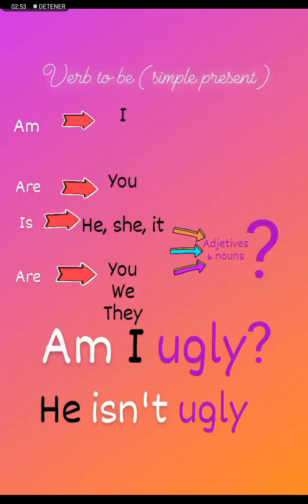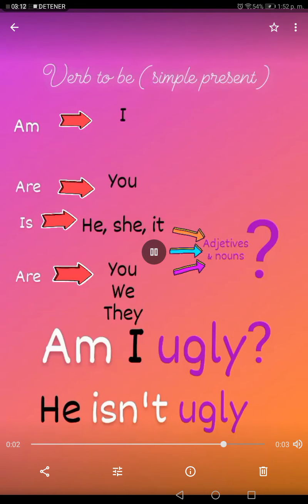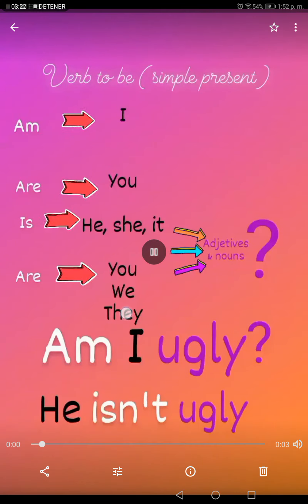And finally, when we use the verb to be in question form, we have to invert the subject and the verb. For example, instead of saying I am, we're going to say am I. You are, instead of, we're going to say are you. He, she, it is, we have to say is he, is she, is it. You are, one more time in plural this time. We are is going to be are we. They are is going to be are they.